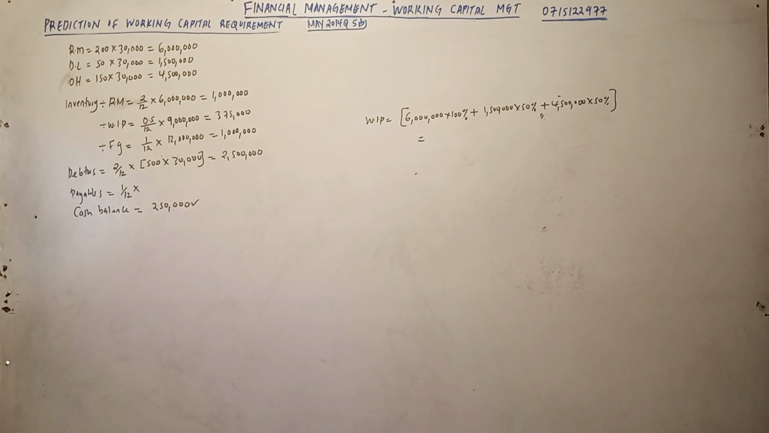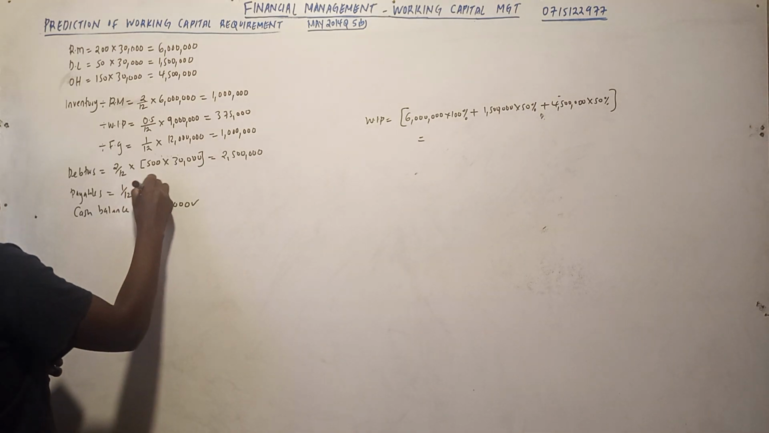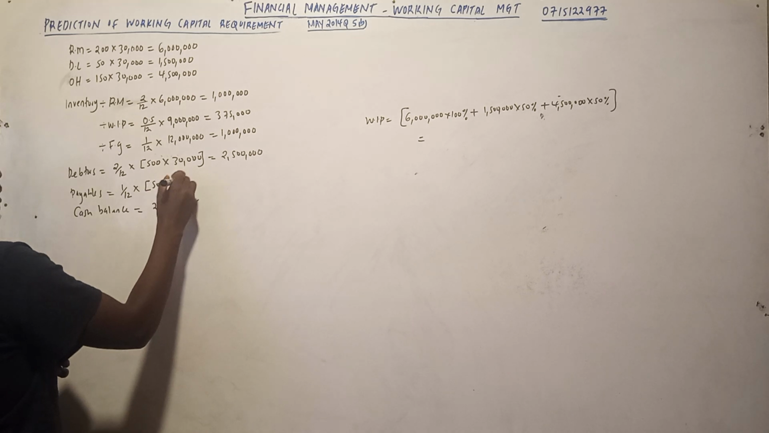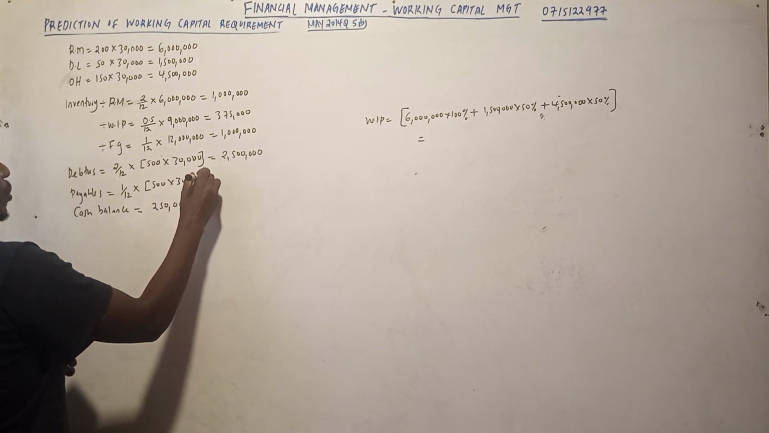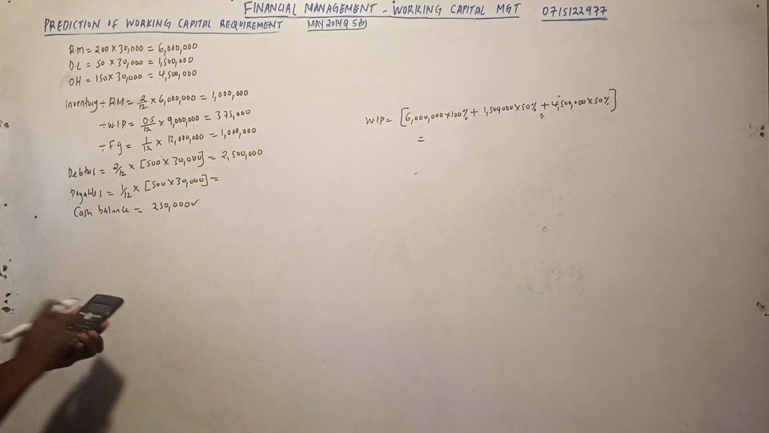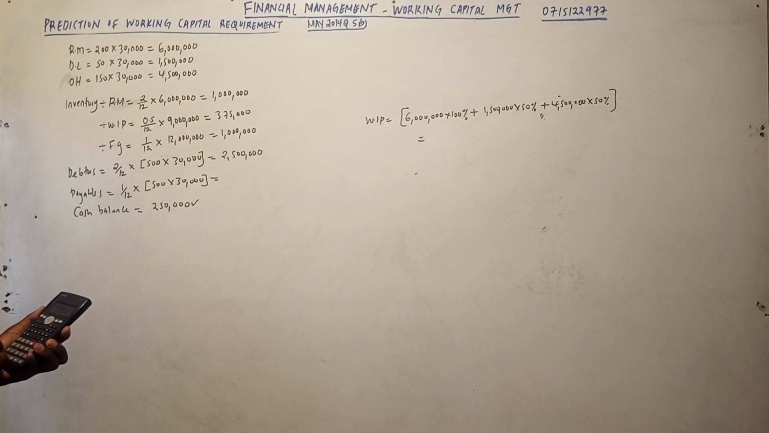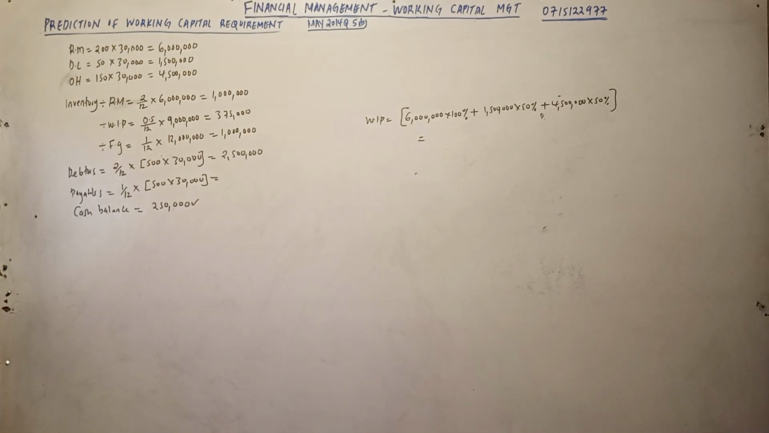I think that's the selling price. Is there any other option? For payables, we will just go with the selling price, which is 500 times 30,000. There's no other option in this case. So 500 times 30,000 times 1 over 12. Let me check just a moment.